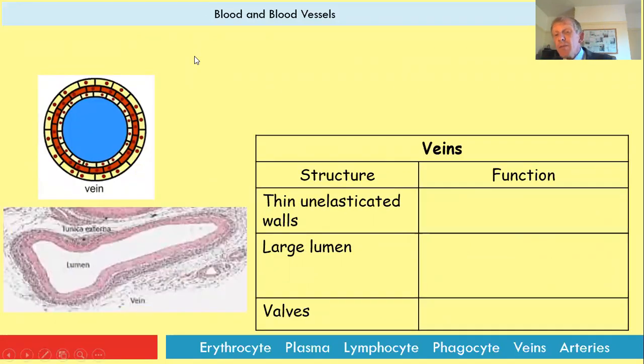So we're going to do the same thing for veins, guys. Again, just pause the video. It's just the subtitle of veins. Just write down the words for the structure and have a go at trying to see if you can attach a function that you think might be related to those structures.